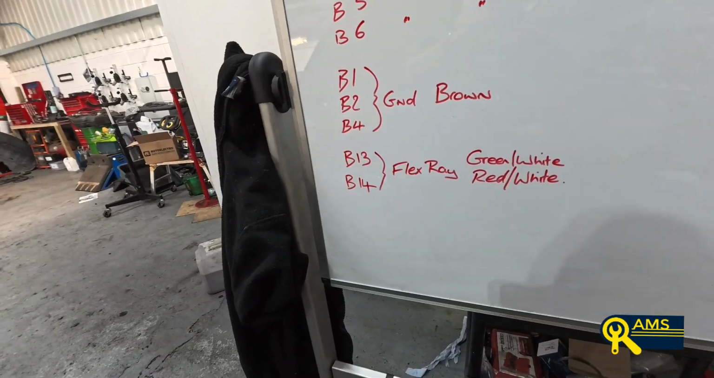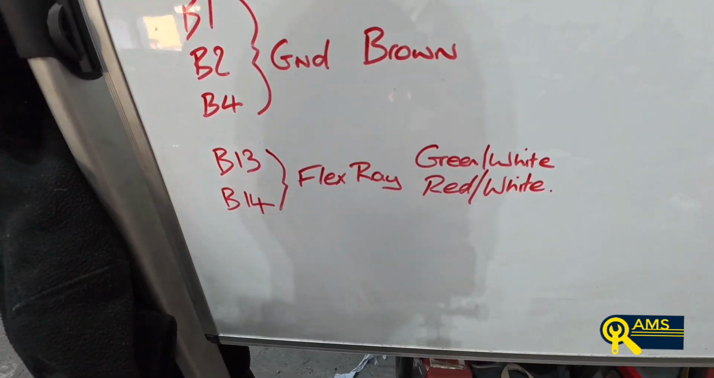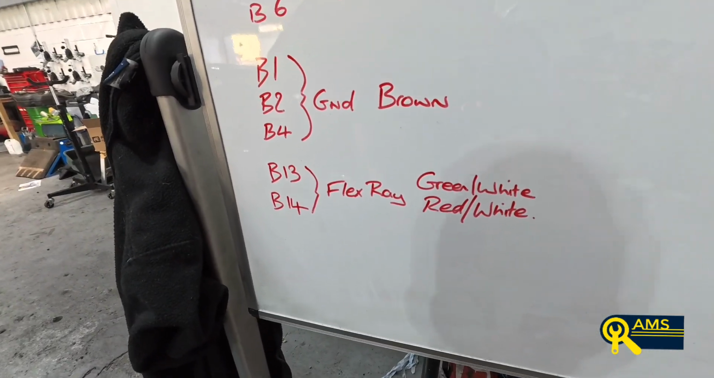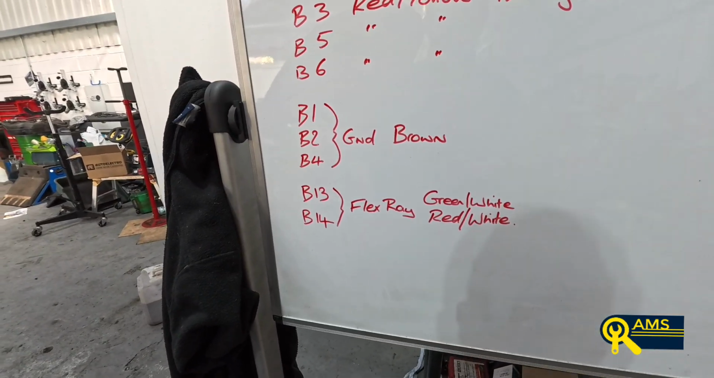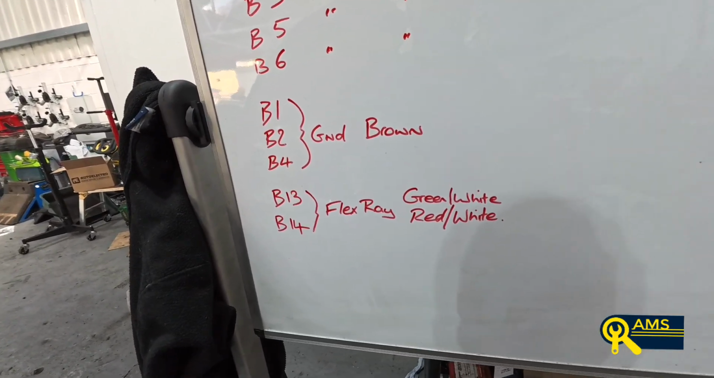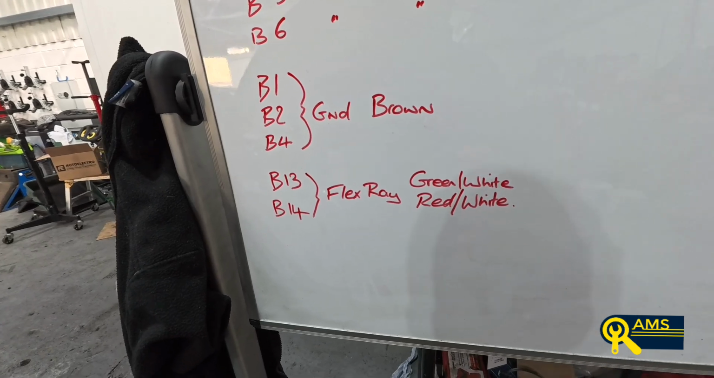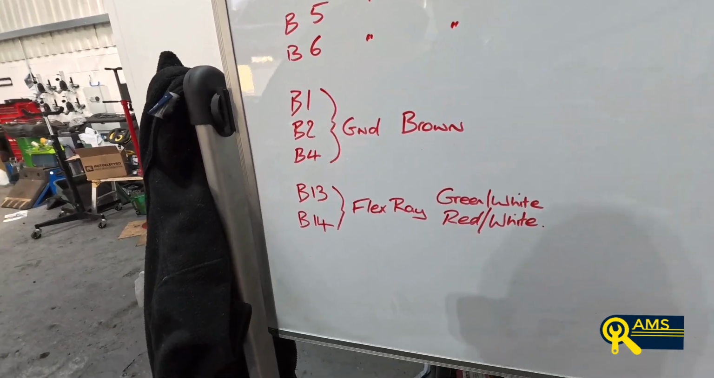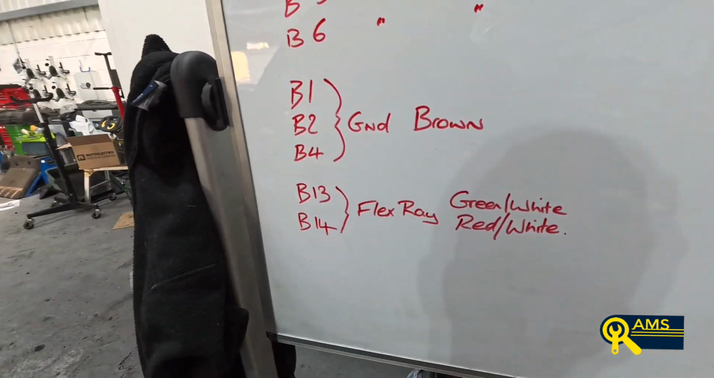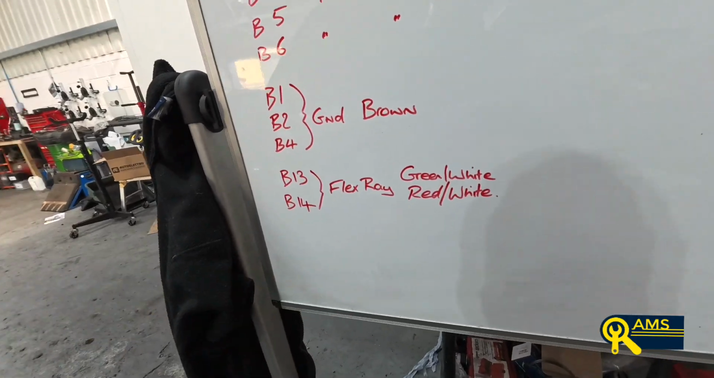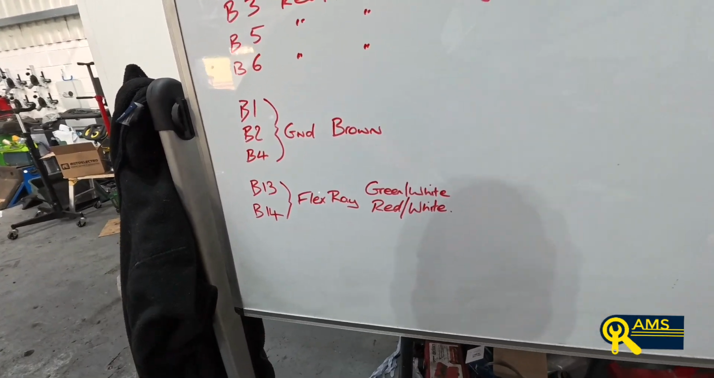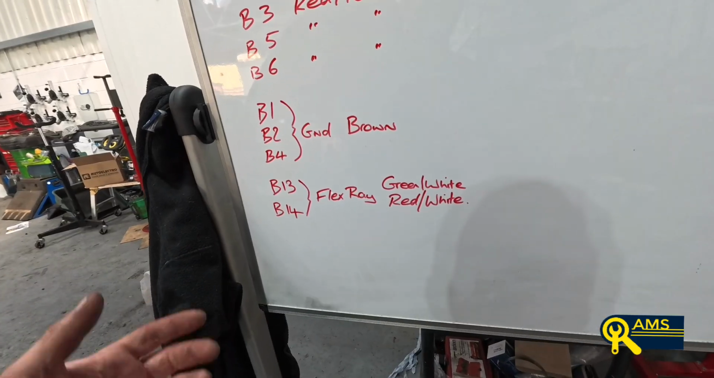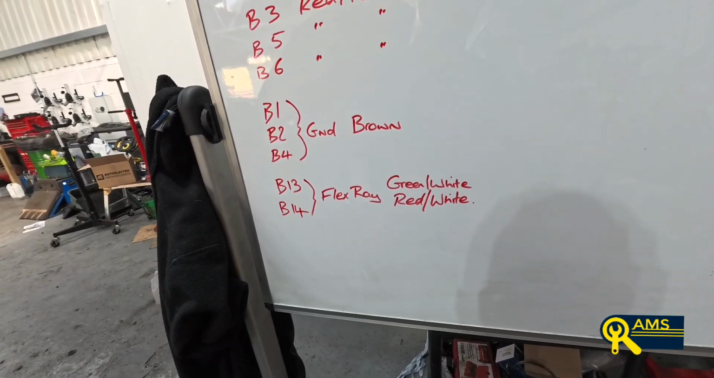And then pins 13 and 14, we have our FlexRay lines. So FlexRay is just an upgraded version of CAN. It runs a lot faster. The bit rate is a lot faster than CAN. And it's the name that the company that sell FlexRay have put to it. So CAN, it's just a name for that network and the way the communication algorithms that they use.